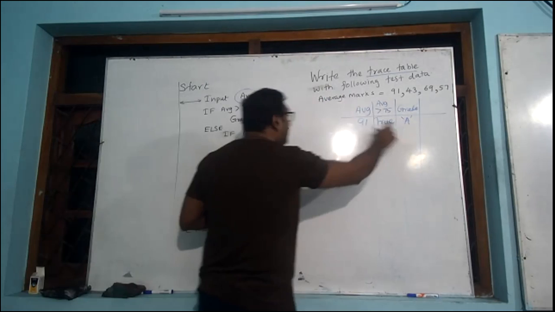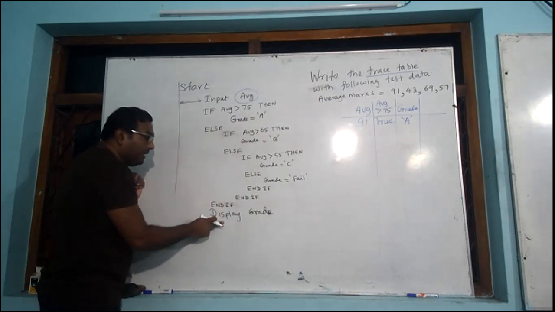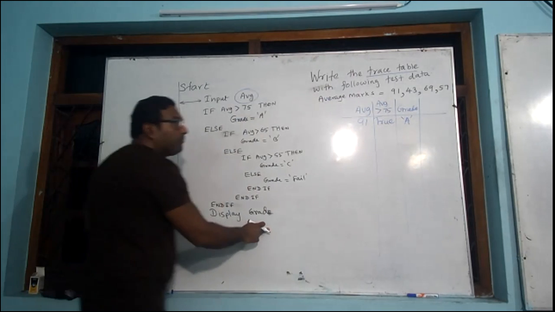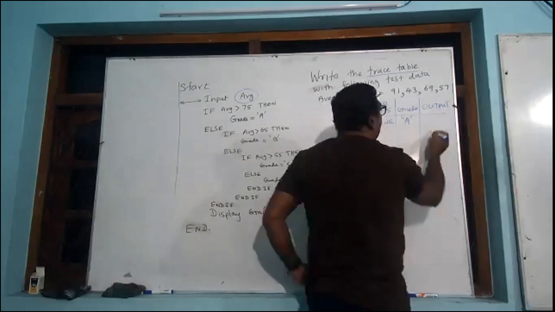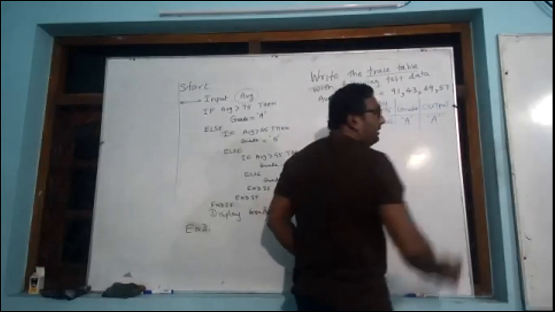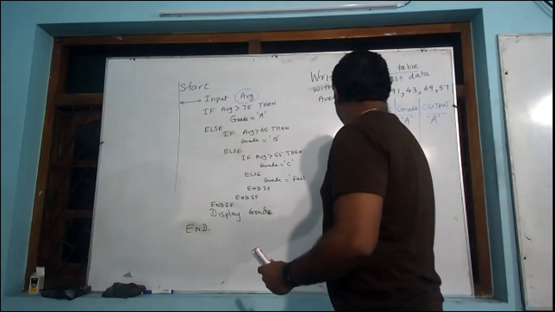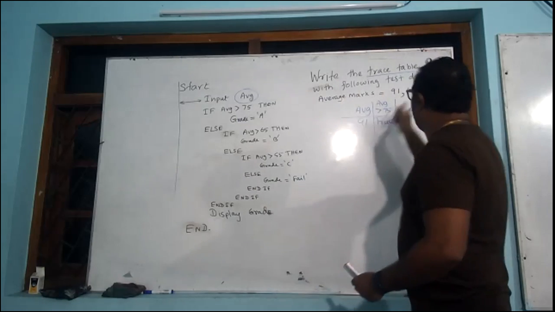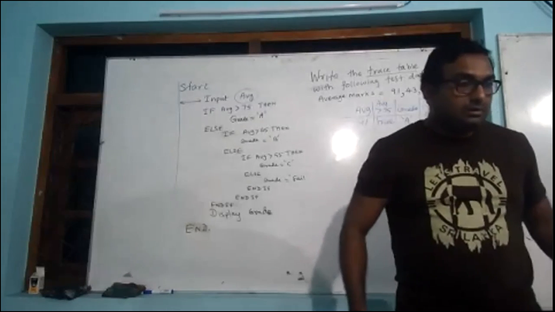Grade is A. Now is it going to the else part? No. It is going to the last one. Display grade. So that will be the output. What will be the output? Output will be A. Can you understand that? Okay, the first one I have checked. Put 43 and check it.